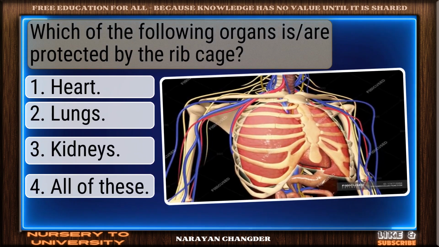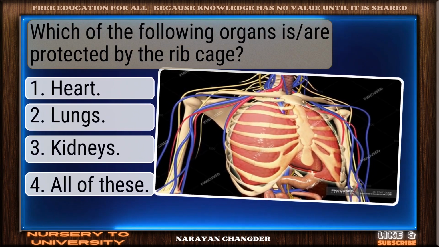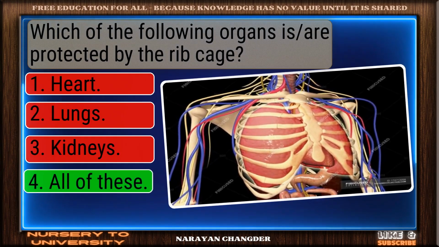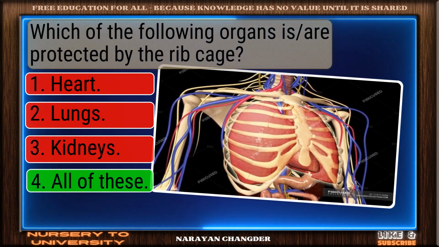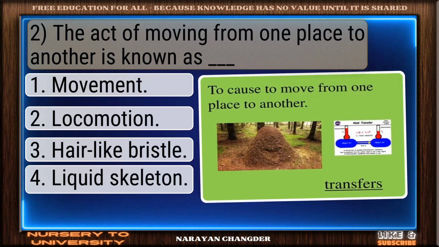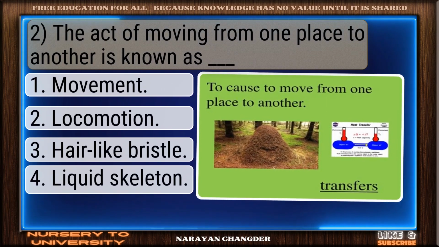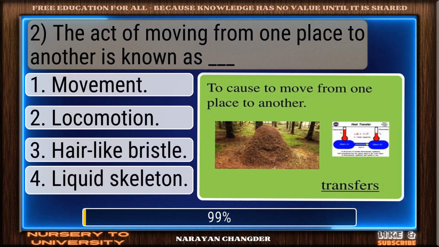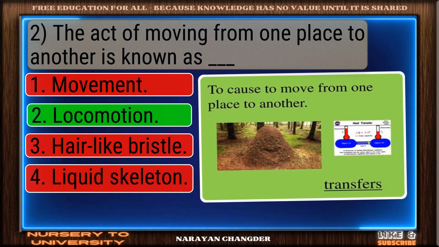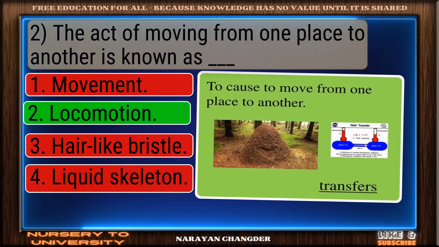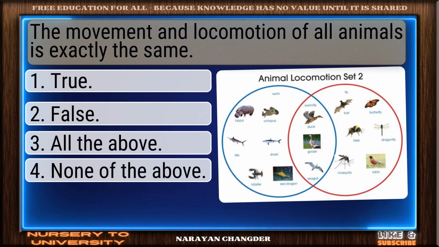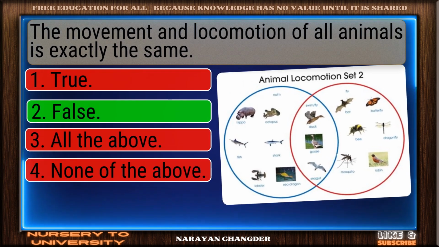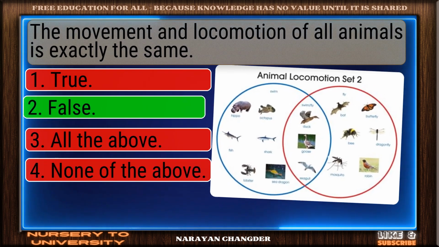Which of the following organs are protected by the rib cage? Nice selection. All of these is the correct and valid answer. To have the act of moving from one place to another is known as dash. You're right. Locomotion is the correct answer. The movement and locomotion of all animals is exactly the same. Good thinking. False is the right answer.